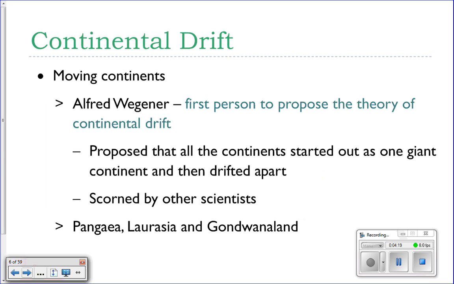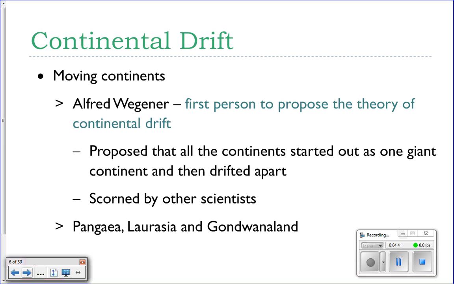Okay, so continents moving. The guy that first came up with this theory, he looks at the continents and, you know, those could kind of fit together. You know, South America looks like it fits right into Africa. The guy that first noticed this and proposed the theory of continental drift was named Alfred Wegener.